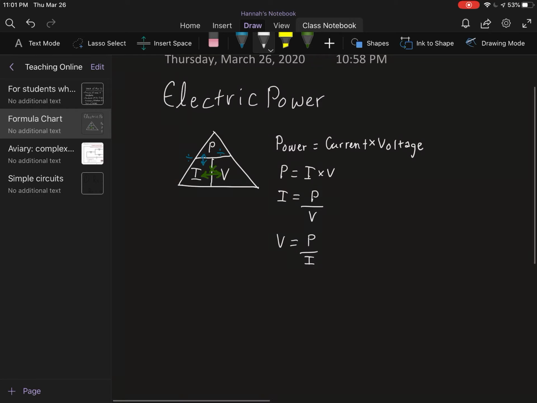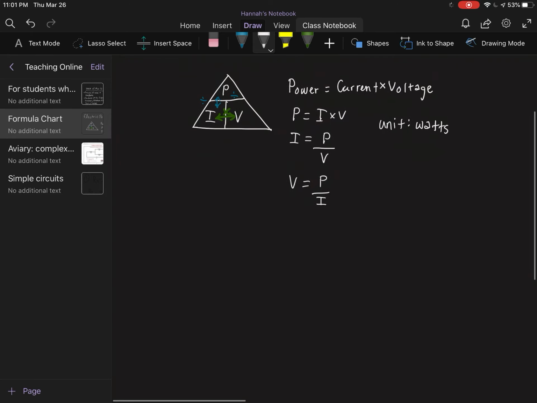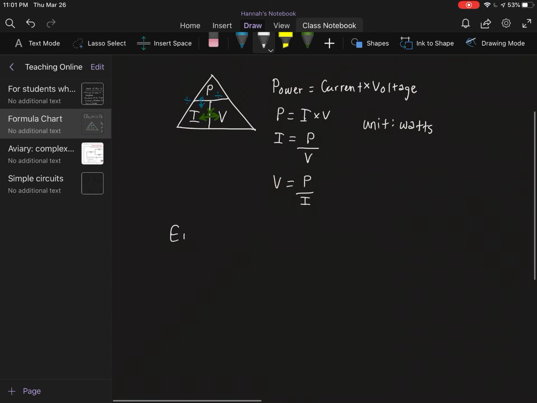All right, so what do you think? I think the next thing that we talked about, so okay, also power, our unit, is watts. I feel like there was something else. Oh, it was energy. Okay, our units for energy, specifically electrical energy, are kilowatt hours.